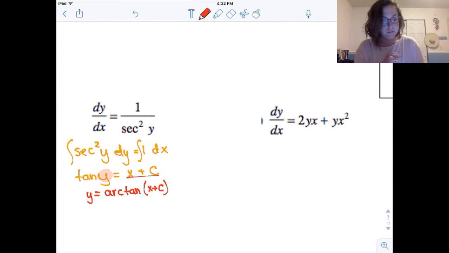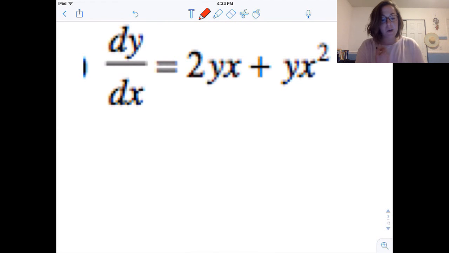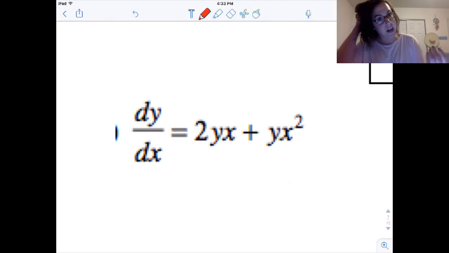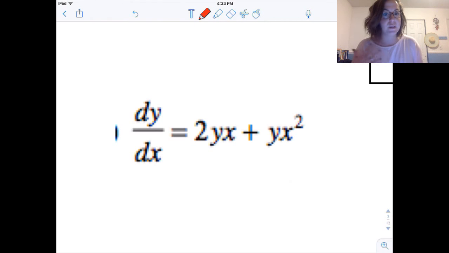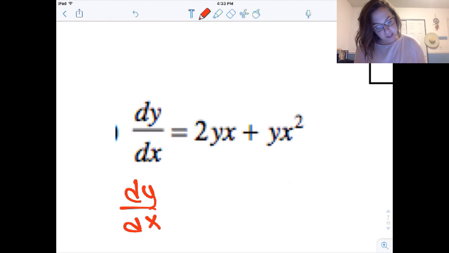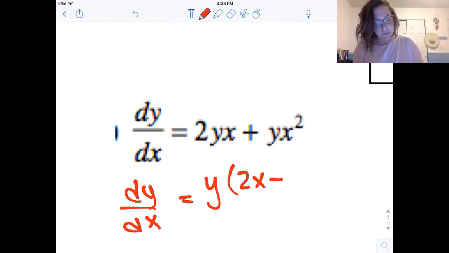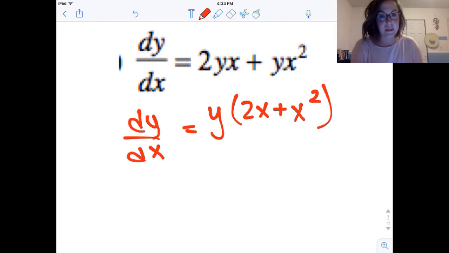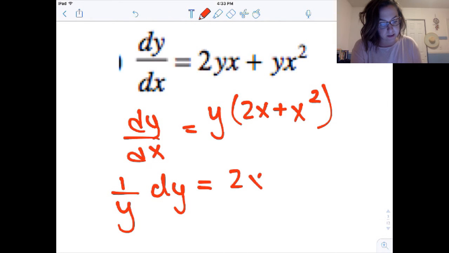Okay, next one, get a little tougher. So I've got dy dx is 2y plus x plus yx squared. Does not look separable right now, right? Remember, you want products, not sums. So before I cross multiply, I'm going to try to at least separate my x's and y's. So dy dx is going to equal, factor out your greatest common factor here, which is a y, 2x plus x squared. Now at least I see that I have products, so this may be separable. So I'm going to move the y over. So 1 over y dy equals 2x plus x squared dx.